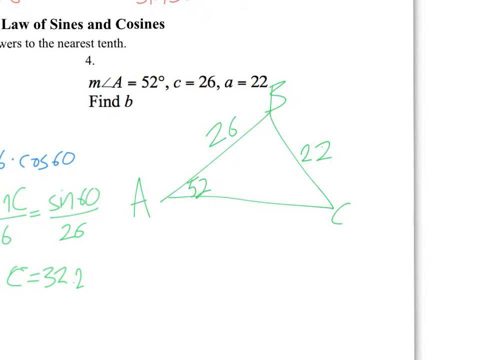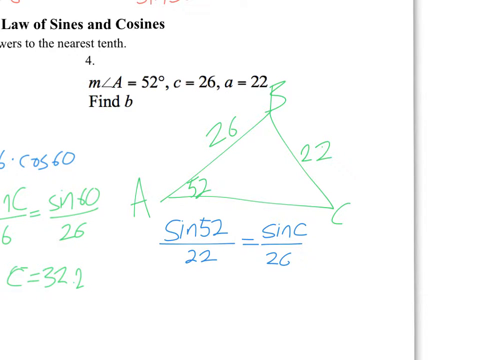Let's take a look at how this might work. So if we've got sine of 52 over 22, and that's equal to sine of c over 26. Let's see what happens if I multiply both sides by 26. Sine of 52 divided by 22 times 26.